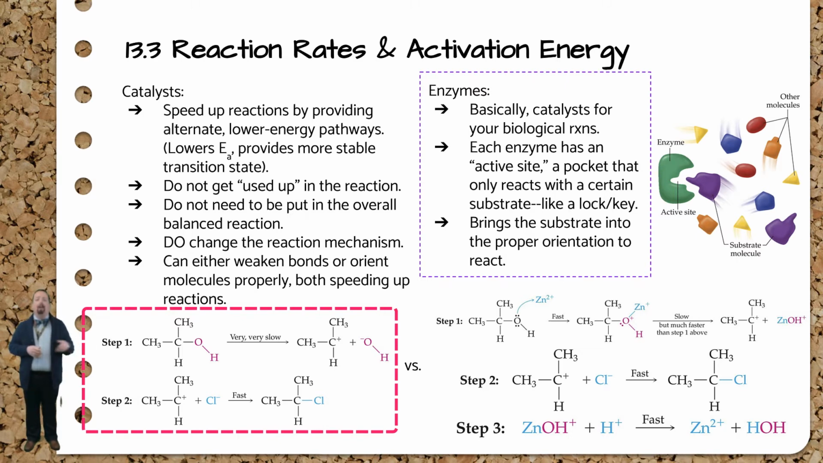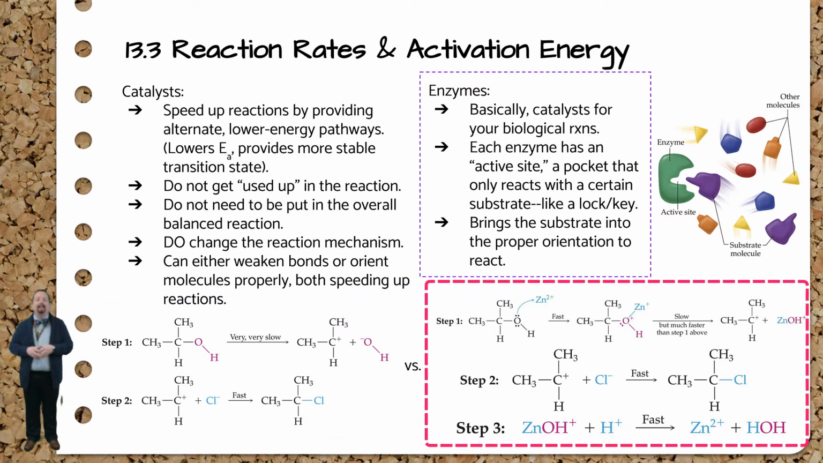In the second mechanism, we add some zinc cation, and we also use hydrochloric acid as our source for chloride ions. The zinc can start to bond with the oxygen in OH. When it does that, it weakens the bond between oxygen and carbon. Since that oxygen and carbon bond is weaker, it's a lot quicker and easier to break. So that first step is still a slow step, but it occurs much more quickly than the slow step in the first mechanism.